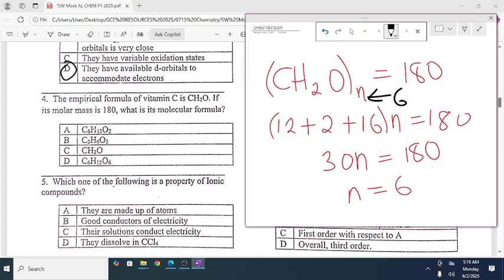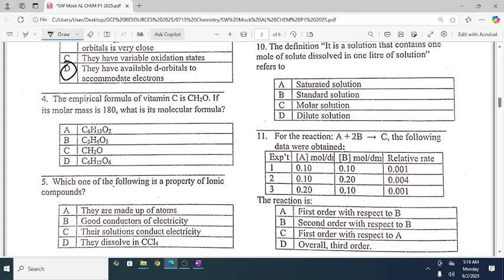Doing that, introducing it into carbon, we are going to have C6. Hydrogen will be H2 times 6, which is H12. Then oxygen is O6, and I think this is glucose. Yes, glucose, any of the pronunciations. So C6H12O6 should be option D. So question 4 is option D.